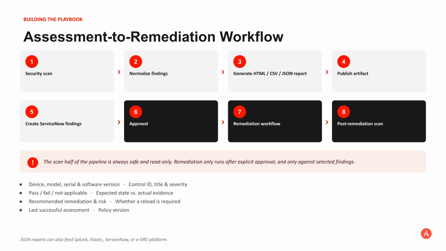The workflow separates assessment from remediation. Steps 1 through 4 handle the read-only scan and reporting. Steps 5 through 8 occur only after an approval, where remediation is performed on specific findings, followed by a post-remediation scan to confirm the fix. This clear separation is essential for production network safety.